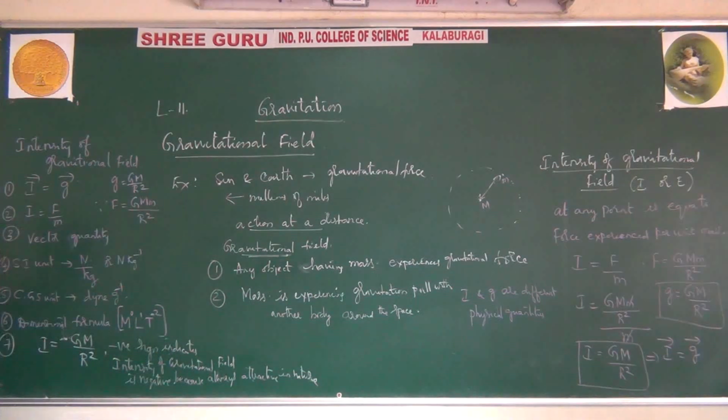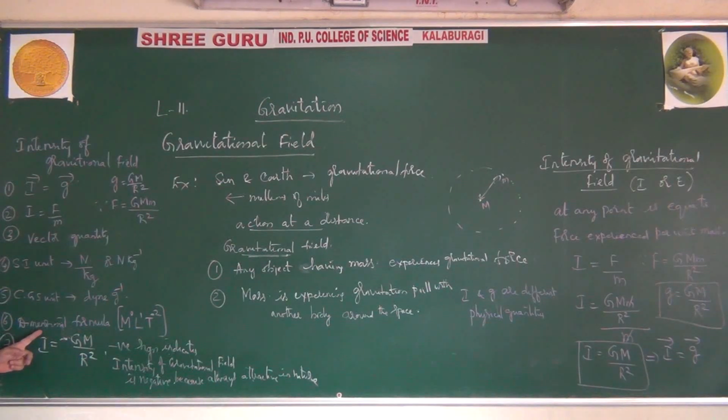So these points you be careful. Here, the intensity of gravitational field, where I is equal to F by M by definition, and we have proved I is equal to G, and have written vector heads because both are vector quantities. The SI unit, as we know, is Newton per kg. If you want to write the CGS unit, it is dyne per gram.